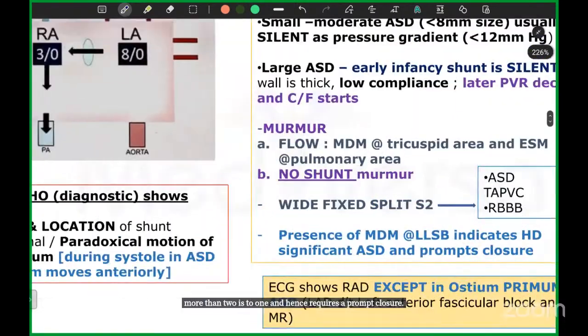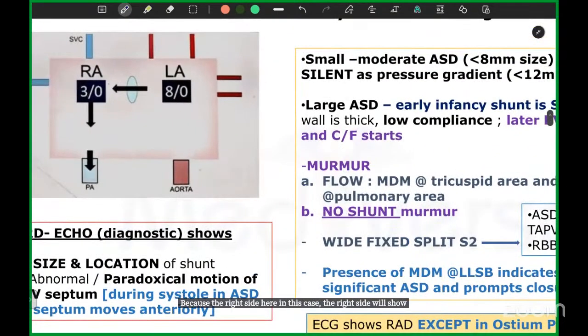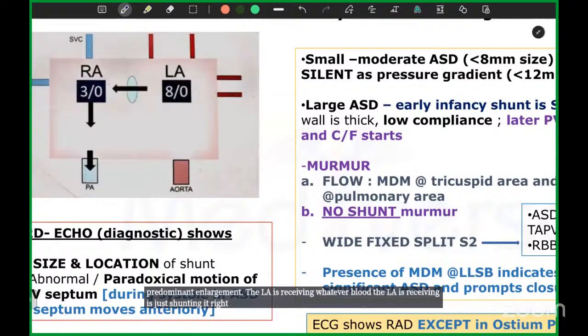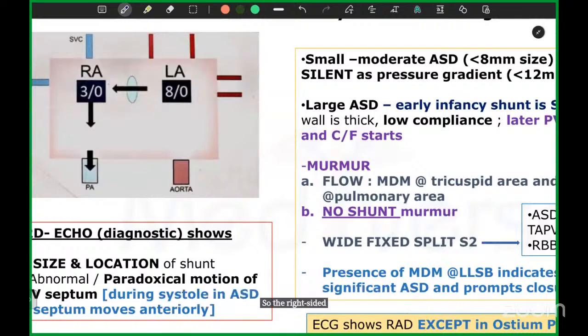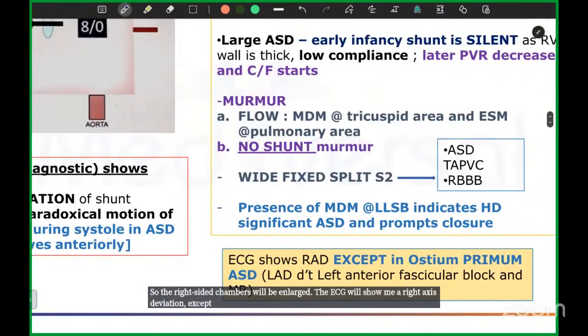Because in this case, the right side will show a predominant enlargement. Whatever blood the LA is receiving is just shunting right to the right side. So the right sided chambers will be enlarged. The ECG will show a right axis deviation, except in the ostium primum variety, which I said is more associated with Downs, more associated with endocardial cushion defect.